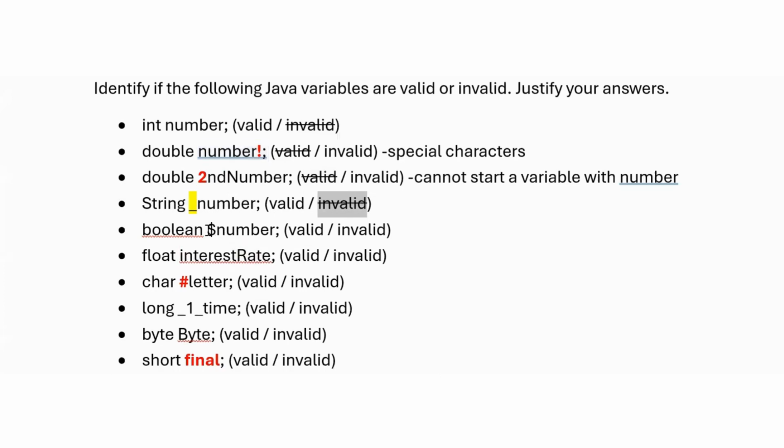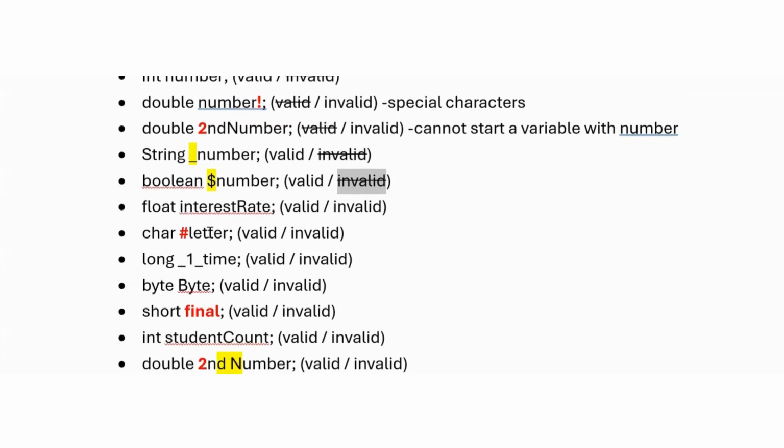So if we look into the next variable here, you have a $ sign here, and this is actually also a valid variable. But of course, we should not simply use this because there are different meanings when we add an underscore or $ sign in front of a variable. And we have float interest rate. This is definitely valid, nothing wrong.